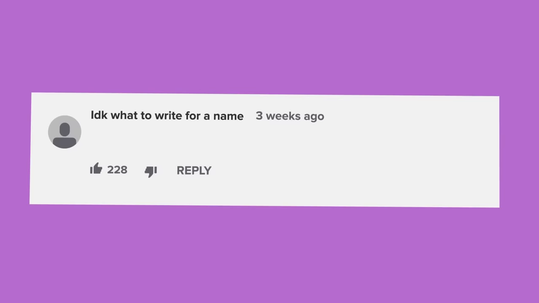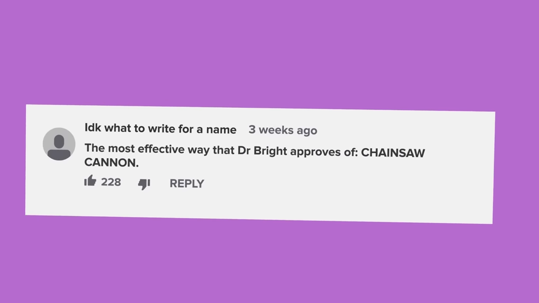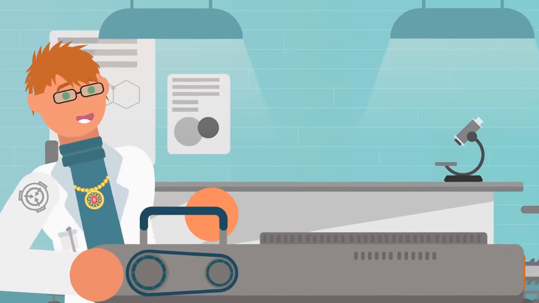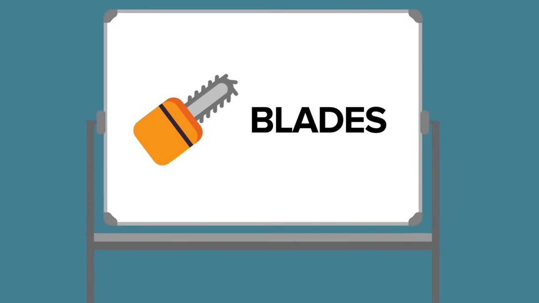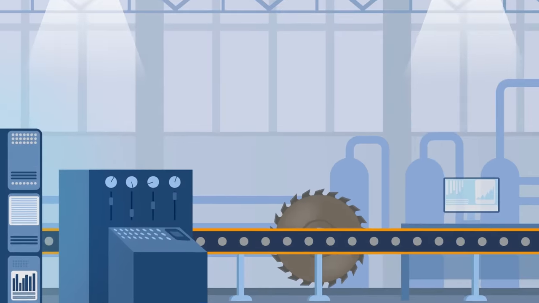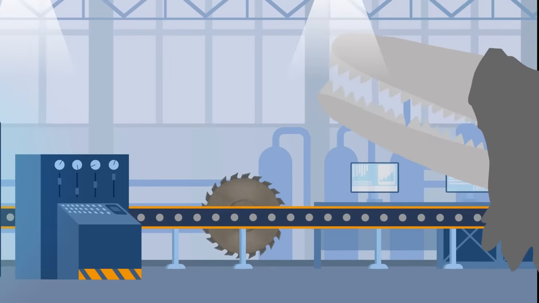I don't know what to write for a name said, the most effective way that Dr. Bright approves of, chainsaw cannon. As awesome as a chainsaw cannon would probably be to use, it sadly wouldn't be very effective against SCP-682. Chainsaws are blades, and we know from the termination test logs that blades have been ineffective. Even when SCP-682 is chopped up into tiny little pieces, those pieces have a nasty habit of reforming into the big, ugly monster we all know and fear.